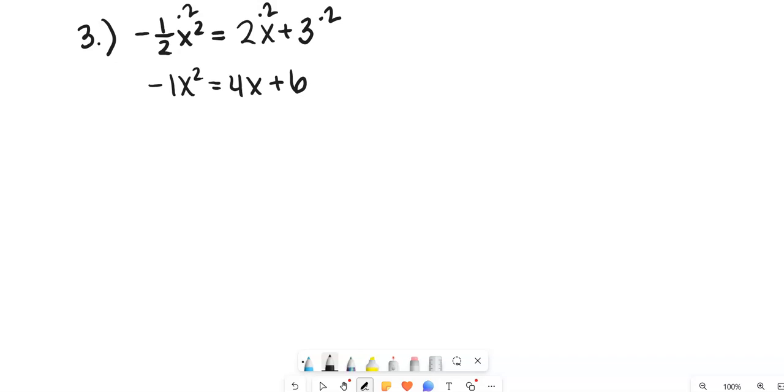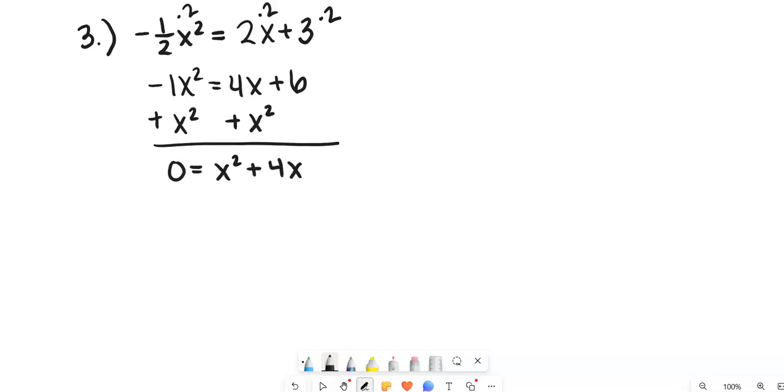And we really like our x squared to be positive. So how do I make x squared positive? You can, but that'll be more work than it's worth. I can add it to the other side, because what am I trying to get here? I'm trying to get it equal to 0, so I can add it to the other side. That means I'll have 0 equals x squared plus 4x plus 6, which is just fine.